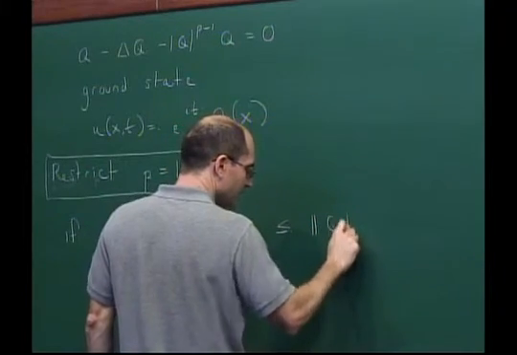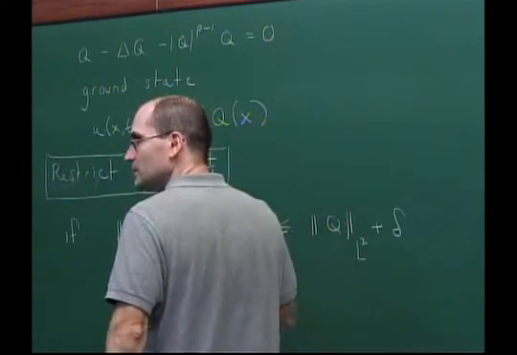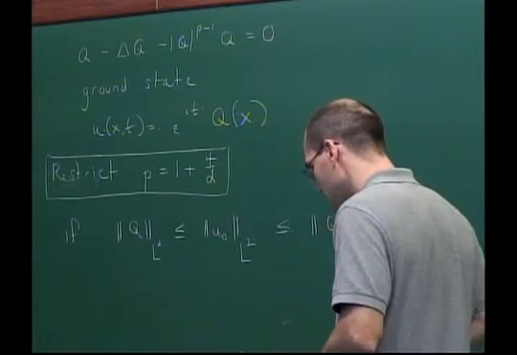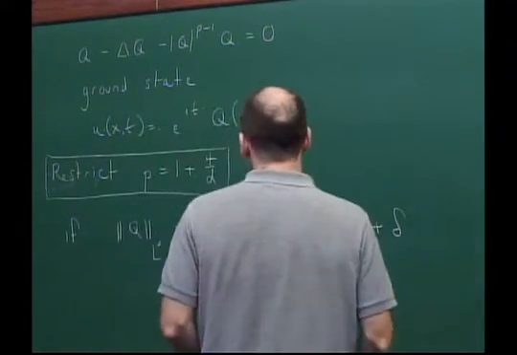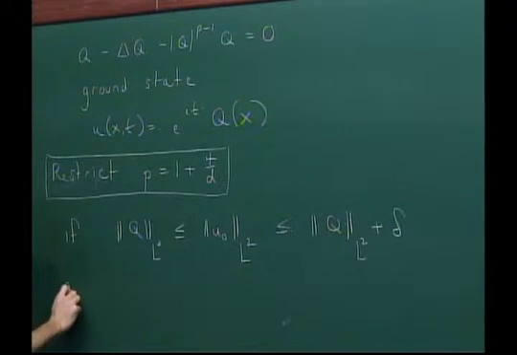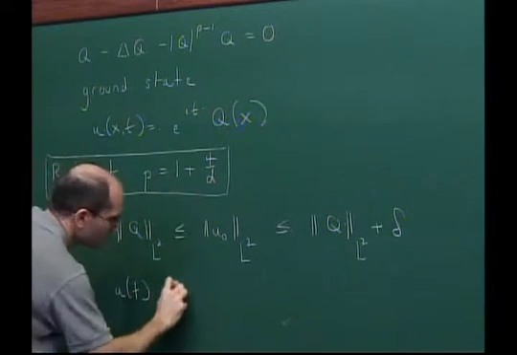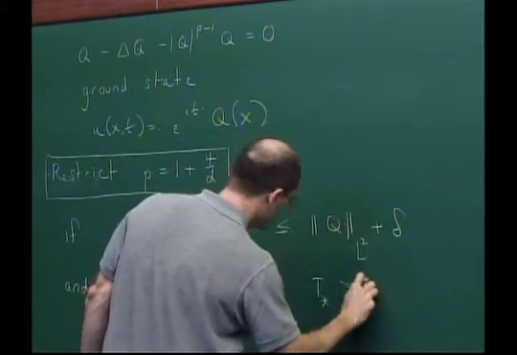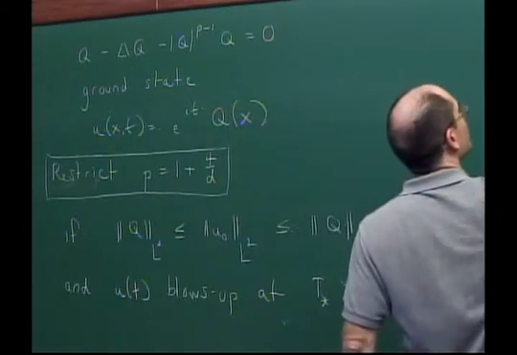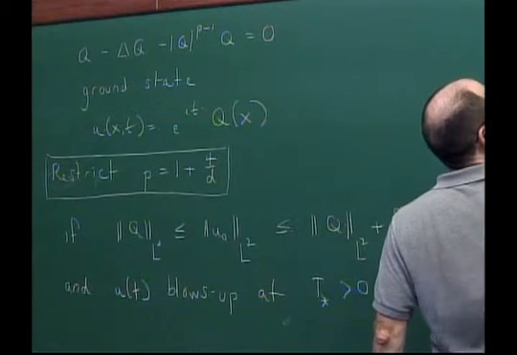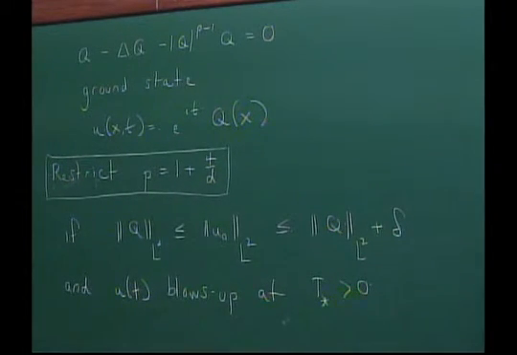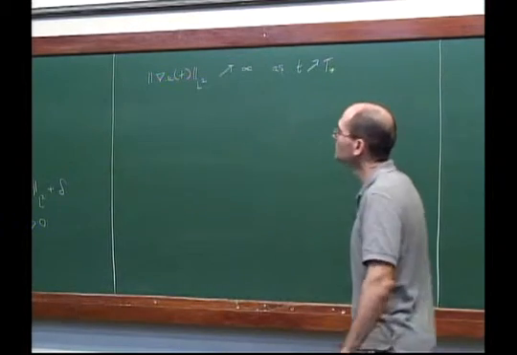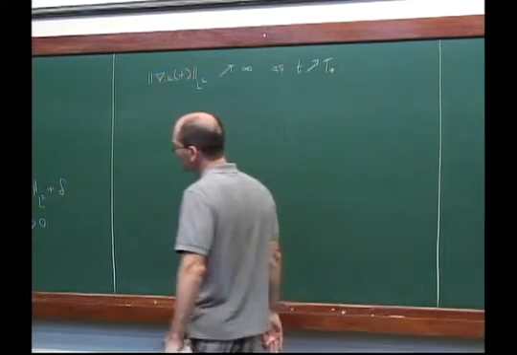And if you go a little bit above in mass, so you're in a delta window around the ground state, then this variational characterization of the ground state kicks in, and you can say that if this is true and u of t blows up at some t star positive, and remember that means that the gradient of u of t in L2 goes to infinity as t goes to t star, it has to. Otherwise, well-posedness theory would allow us to continue the solution past t star.